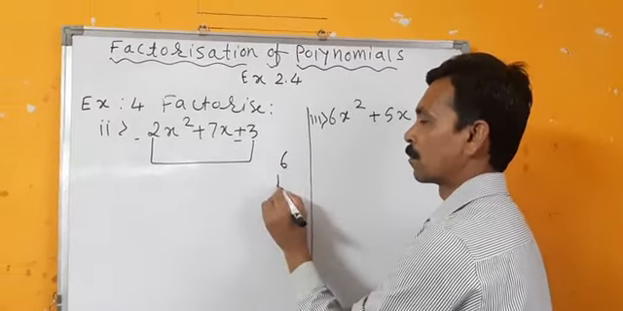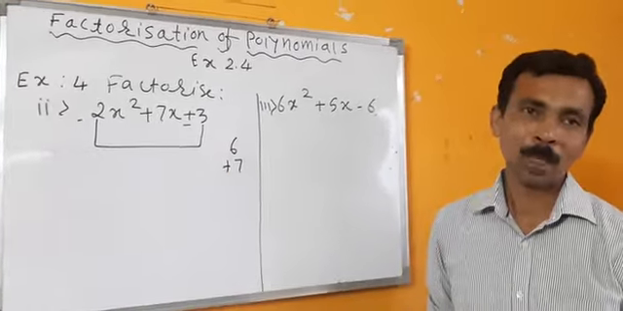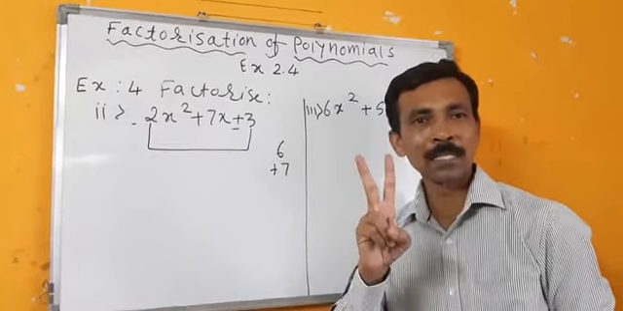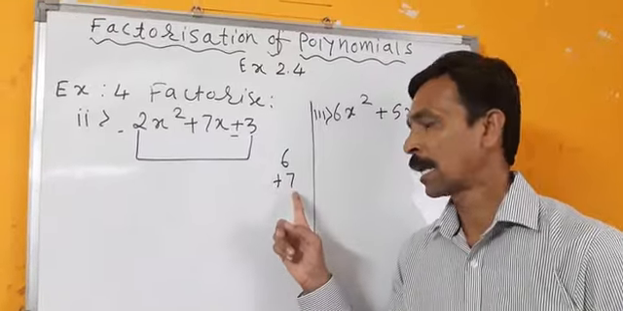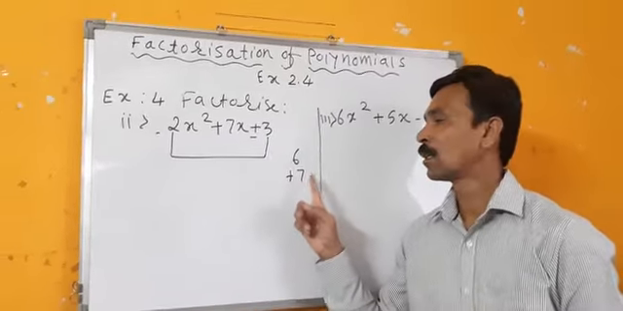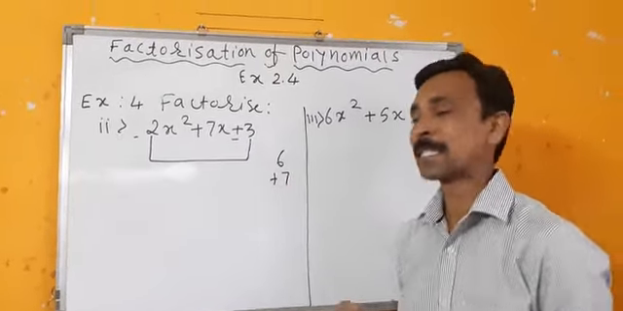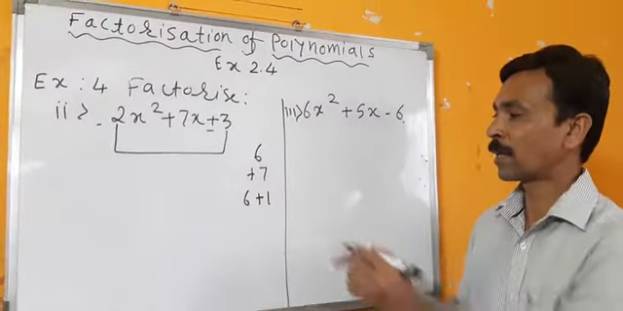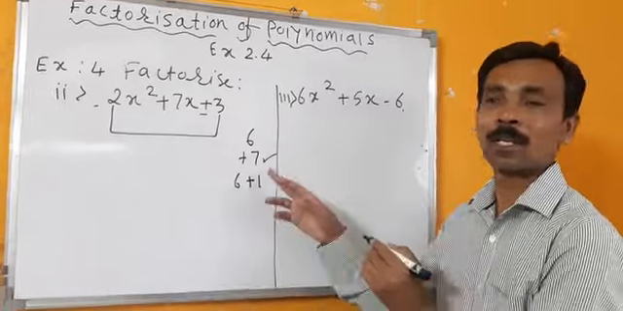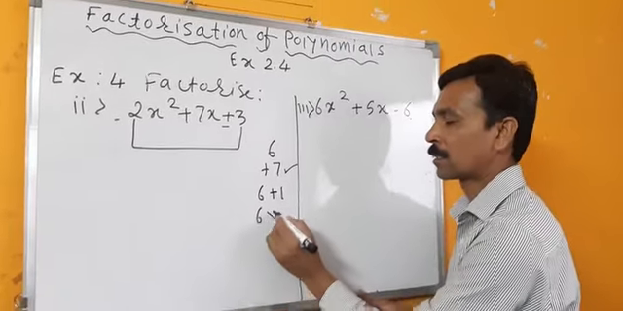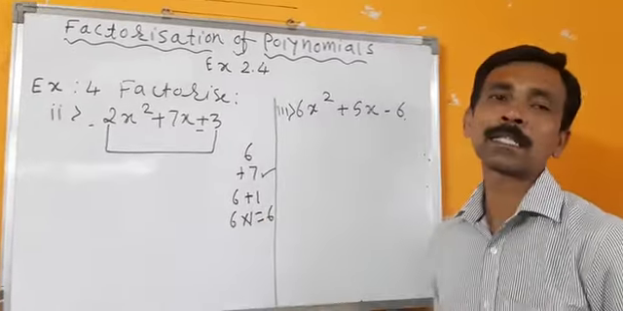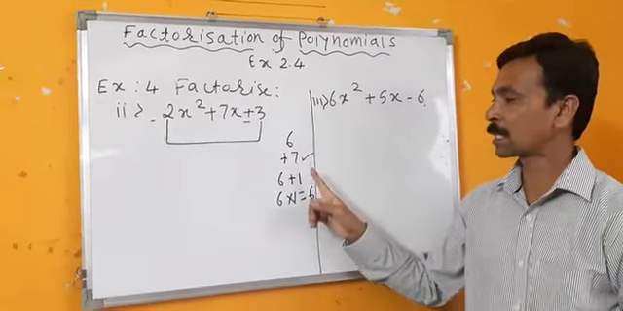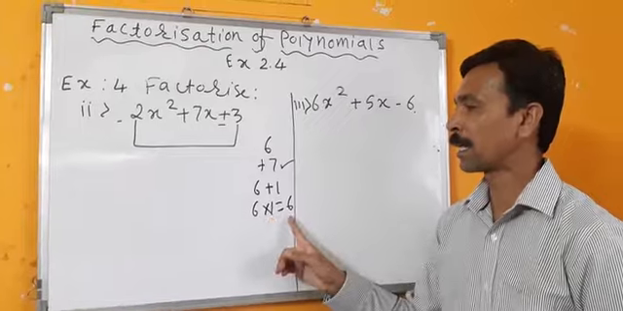What is the middle term? Plus 7. You have to find now how many numbers? Two numbers, in such a way that addition should come 7 and multiplication should come 6. Let's see. What is 6 plus 1? 6 plus 1 is 7. We got the middle term. Let's see the multiplication. 6 ones is 6. So we got the two numbers, 6 and 1, because 6 plus 1 is 7 and 6 into 1 is 6.